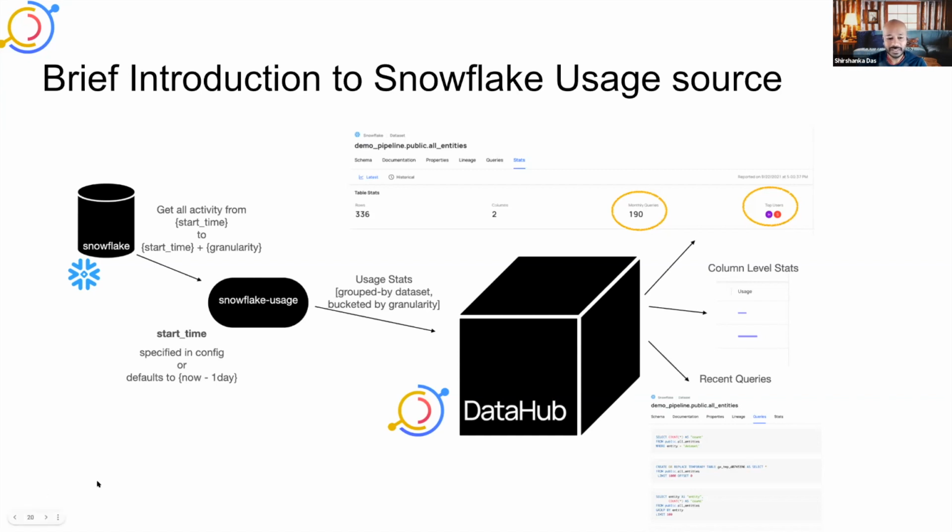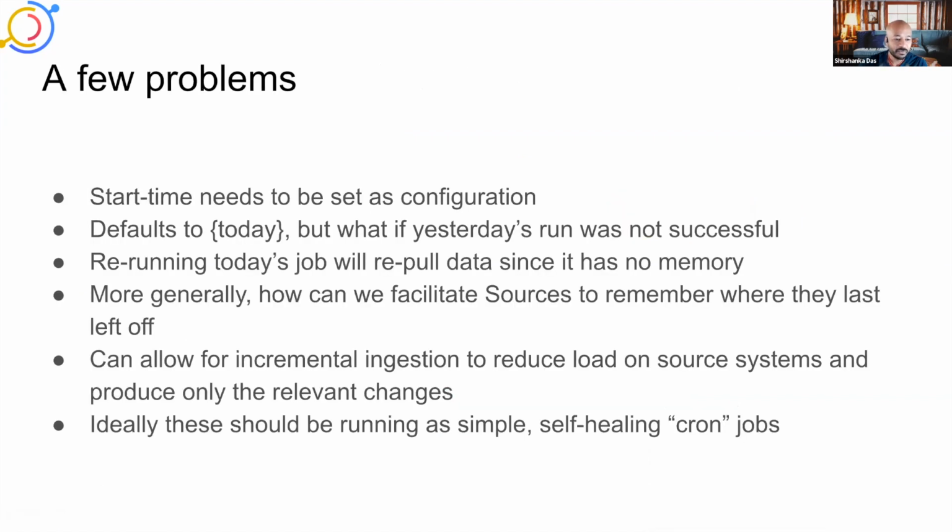So what's the problem? Next slide. First, the start time needs to be set as configuration, which makes it kind of interesting. Like, what do you set it to? Do you set it to today? Do you set it to yesterday? You basically have to set it using your scheduler. So people have to use something like Airflow to really ensure that this runs every day and does not rerun twice the same day. If you rerun today's job twice, the ingestion connector is stateless, and it just says, okay, I guess I'll pull data for today again.